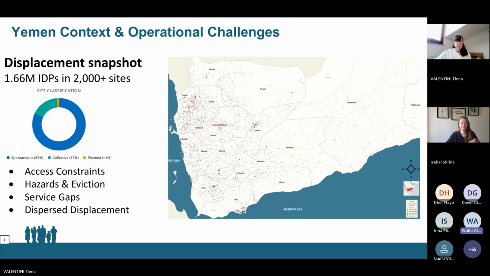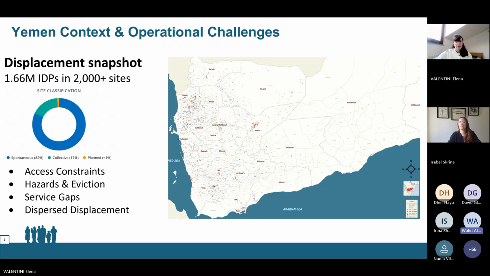Along with the dispersion and the issue of eviction, given the nature of the settlement in most sites, we also have different levels of access constraints in the country, with one side of the country being a little bit more permissive, while the other side is quite constrained, but also pockets on all sides of control where access is very difficult. Service gaps characterize a lot of the IDP sites in the country, and that has been heightened by recent funding shortfalls.